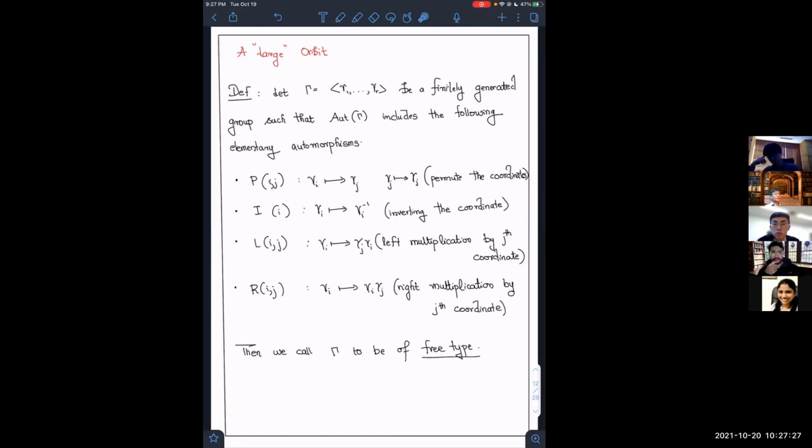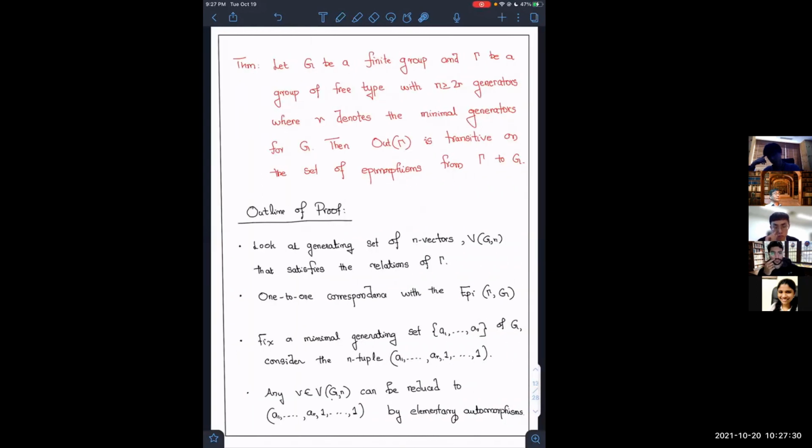For this theorem, we'll be working with finitely generated groups gamma which have this property. Suppose G is a finite group and gamma is a group of free type with N generators, and we want N to be large, meaning N is greater than 2R, where R denotes the minimal number of generators for G. Then Out gamma is transitive on the set of epimorphisms from gamma to G.